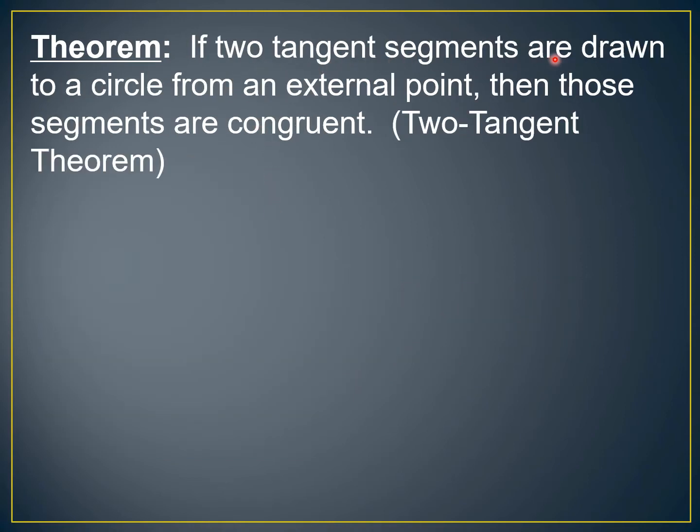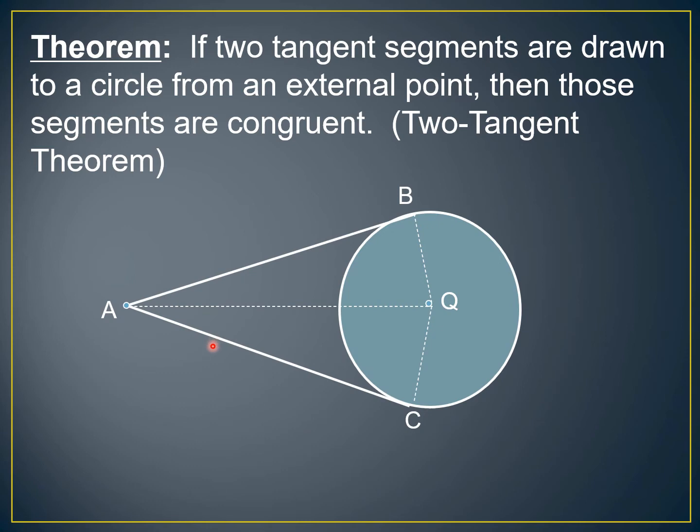If two tangent segments are drawn to a circle from an external point, then those segments are congruent. This is what we call two-tangent theorem. So, dito sa figure na to, meron tayong dalawang tangent segments na na-drawing. So, we have tangent AB, tangent siya sa point B, at we have tangent AC, tangent siya sa point C. These two tangents intersect at external point. Ito yung kanilang intersection. Nasa labas to ng circle.